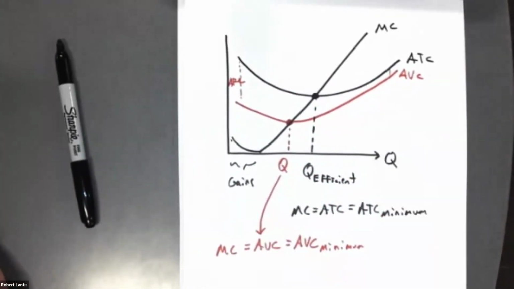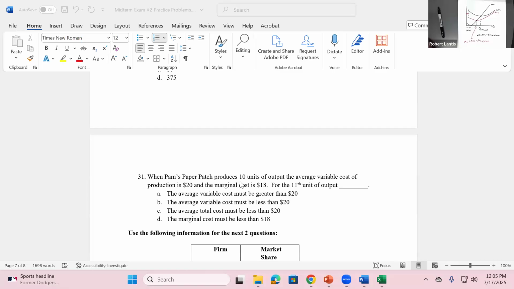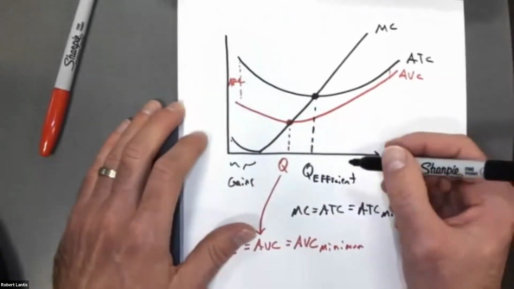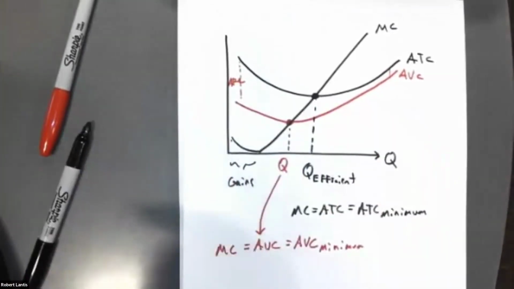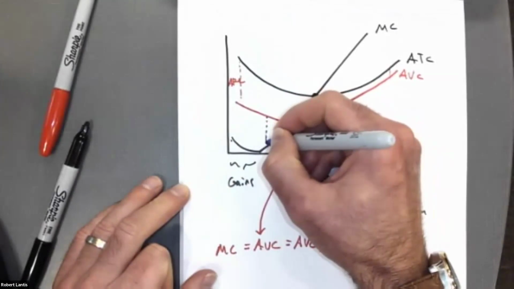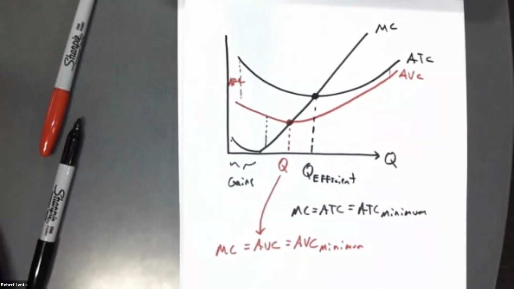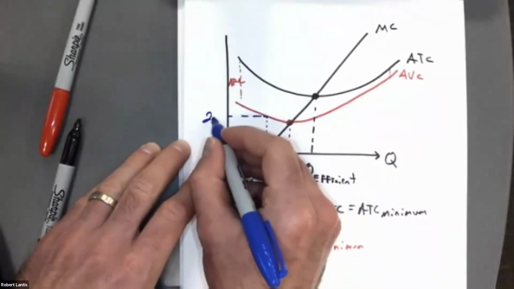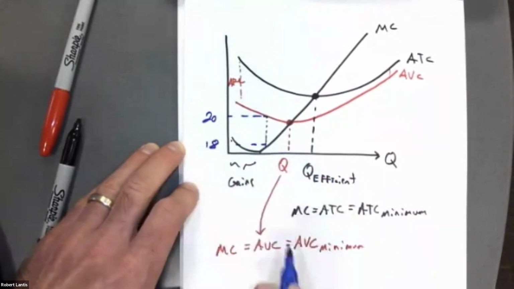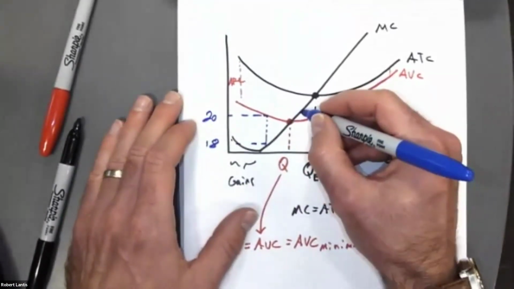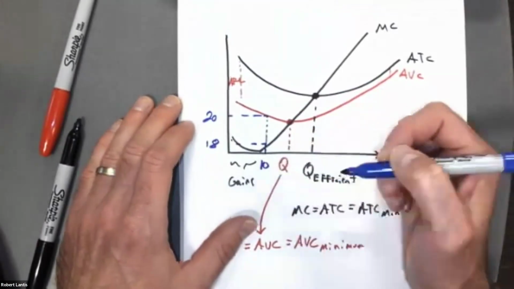Okay? So we're told that currently we've got 10 units, average variable cost is 20, and the marginal cost is 18. So I know that at this quantity of 10, whatever quantity I'm at, the average variable cost is above my marginal cost. The average variable cost was 20. My marginal cost here, obviously not drawn to scale, is 18. So that was at a quantity of 10.